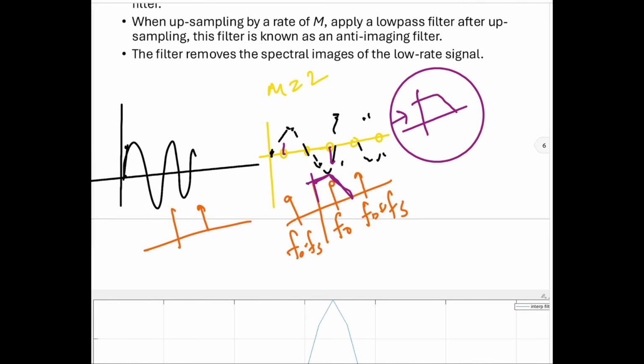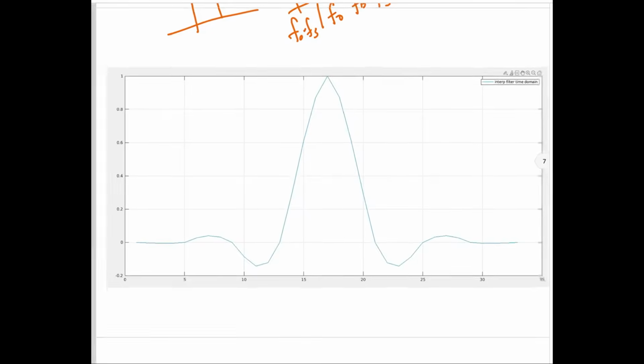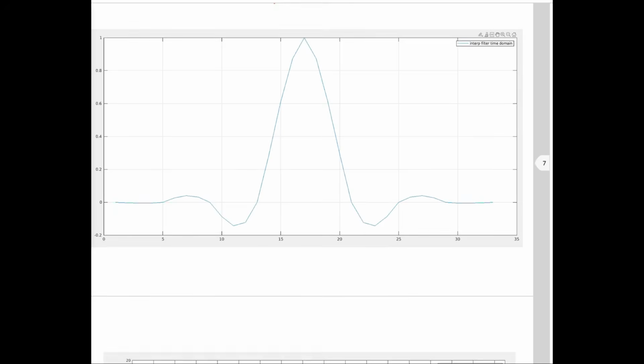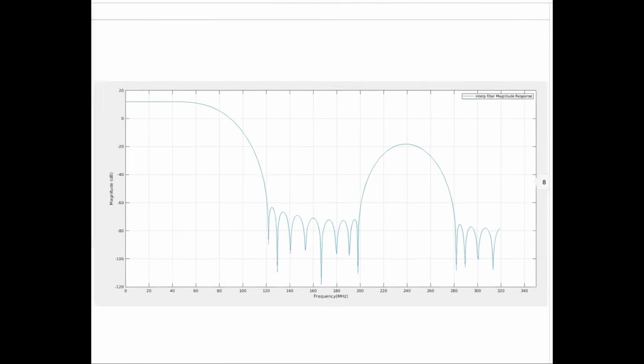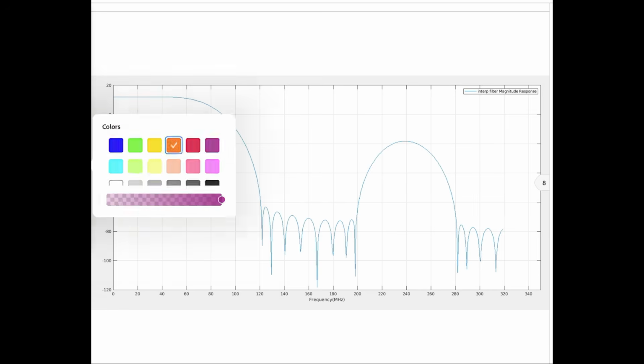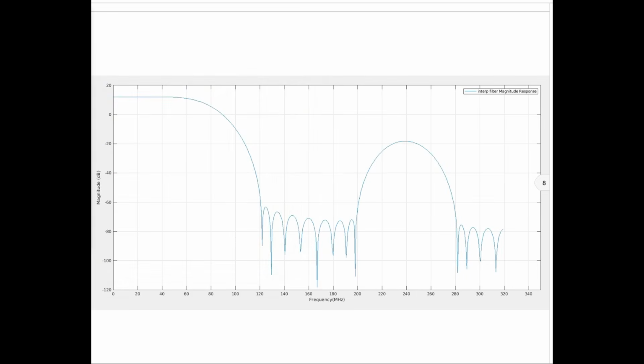To understand this problem, let's look at the filter characteristics. This is how the time domain plot of this specific filter looks. But to understand this, we have to analyze the magnitude response of this filter. This is how the magnitude response of the filter looks. Where our signal lies, my signal is at 70 megahertz here, and we know that it introduces images.